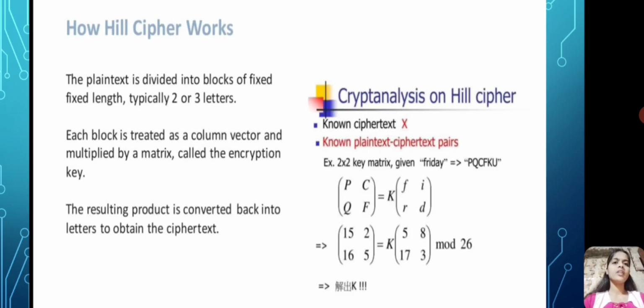How the Hill Cipher works. The plain text is divided into blocks of fixed length, typically 2 or 3 letters. Each block is treated as a column vector and multiplied by a matrix called an encryption key. The resulting product is converted back into letters to obtain the cipher text.